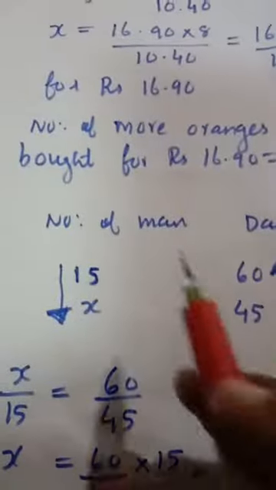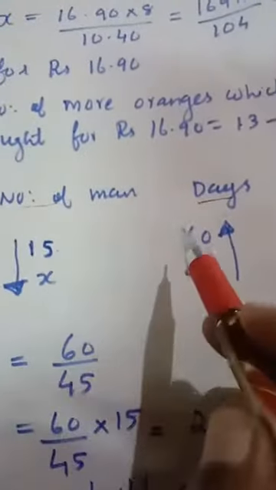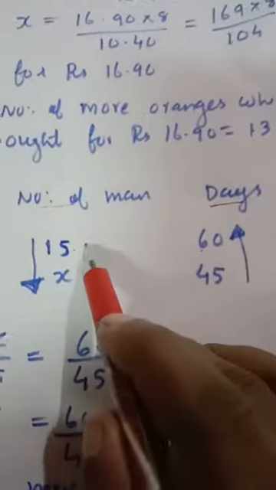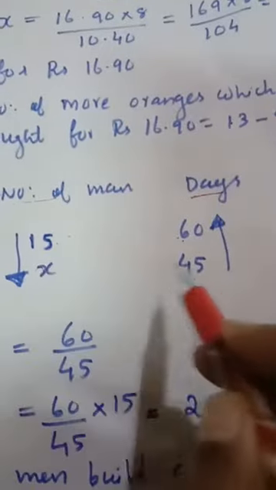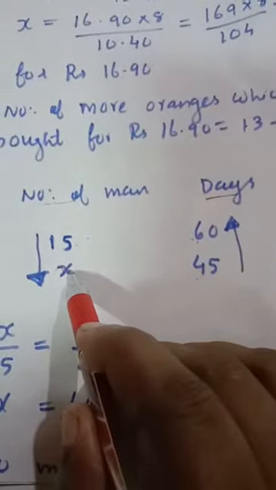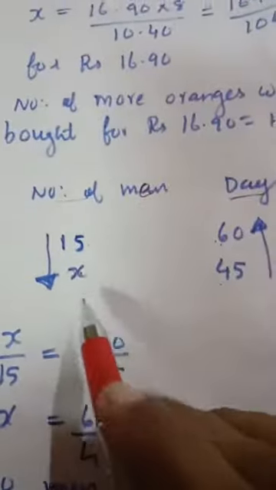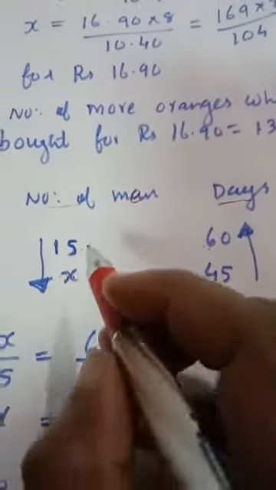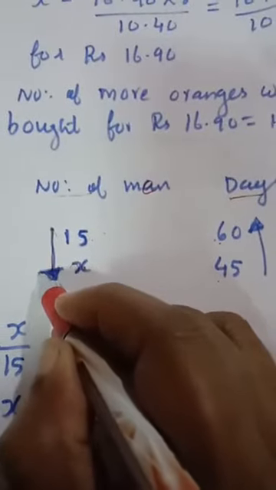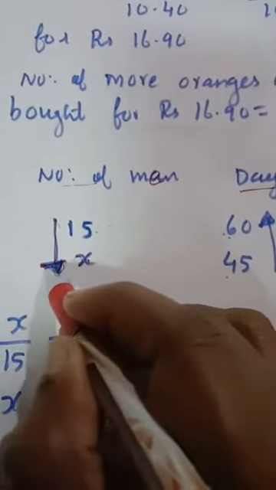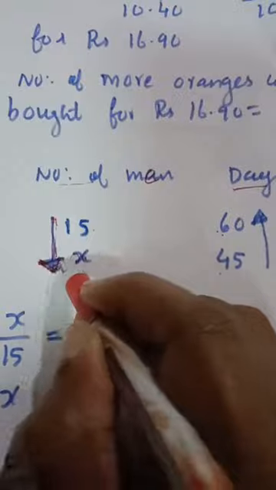So first column number of men and next column days. 15 men can build in 60 days. Now 45 days, we want to find x. 45 days and the number of men we want to find, number of men here. So x. Now we want to find this one, x. So draw an arrow downward. The top of the arrow should be here, downward, because x is here, x we want to find. So the top of the arrow should be here.